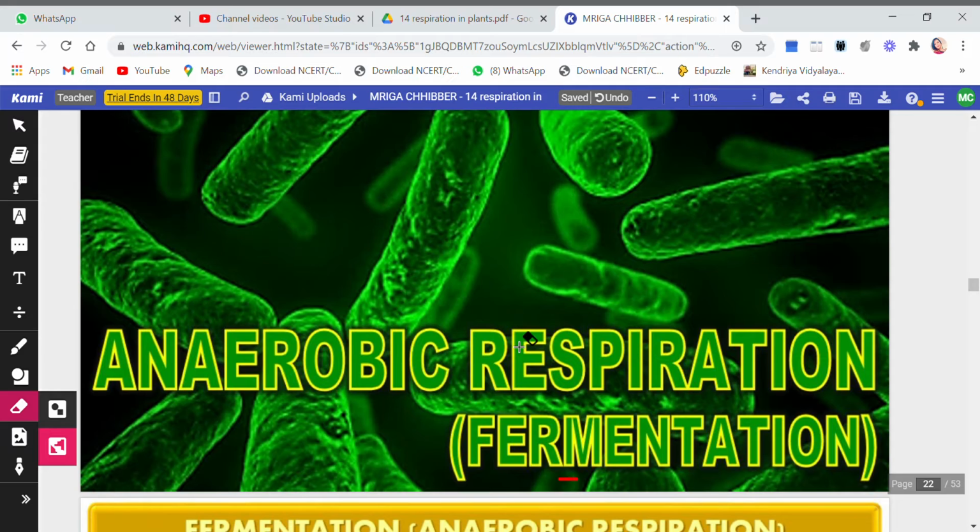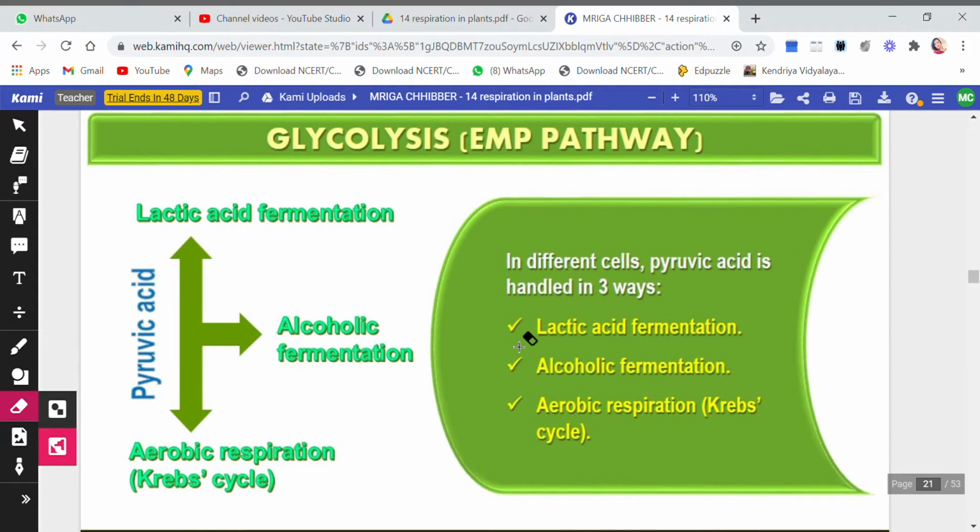Children, we were doing the chapter respiration in plants. Today we are going to do the next topic, that is anaerobic respiration. Before explaining anaerobic respiration, let me show you one very important step about glycolysis in the respiration.